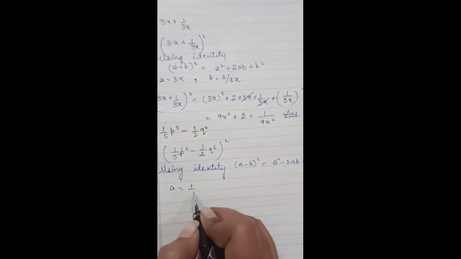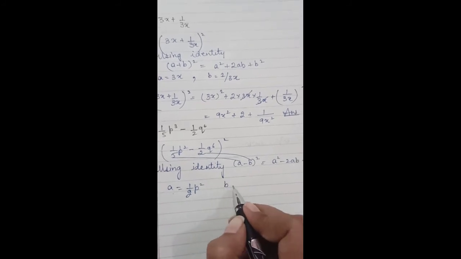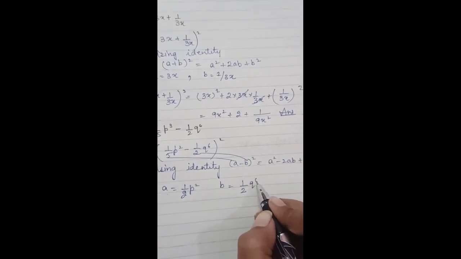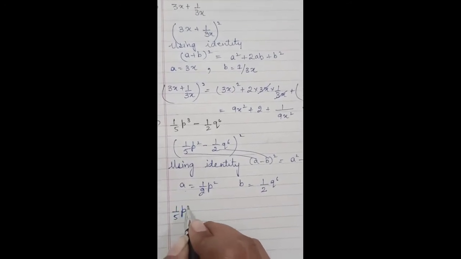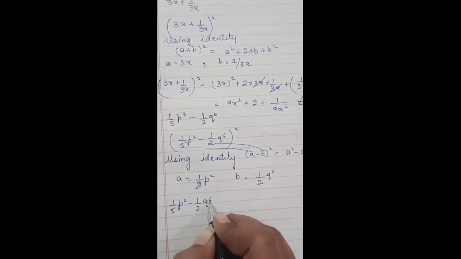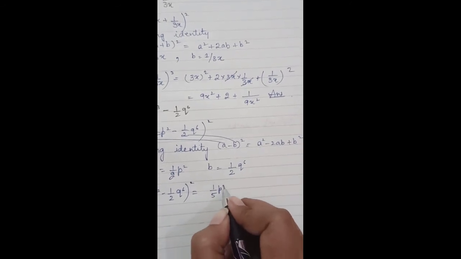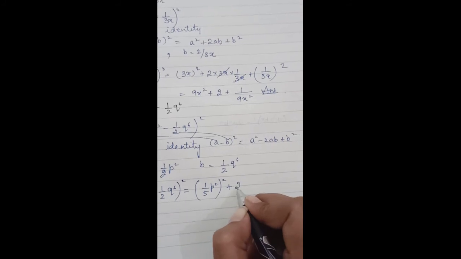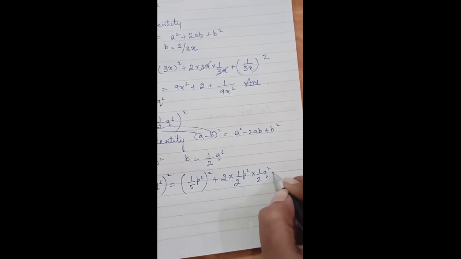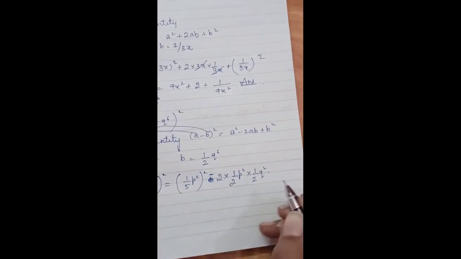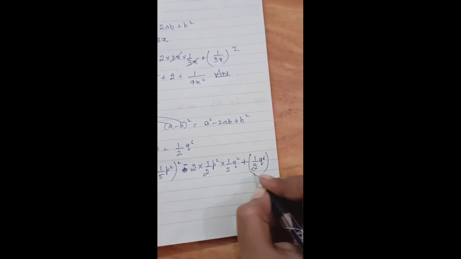Now a is 1 upon 5 p square. See, this is a and this is b. And b is 1 upon 2 q to the power 6. Now use this identity. 1 upon 5 p square minus 1 upon 2 q to the power 6 whole square is equal to a square, that is 1 upon 5 p square, then minus 2ab, and plus b square, 1 upon 2 q to the power 6 whole square.